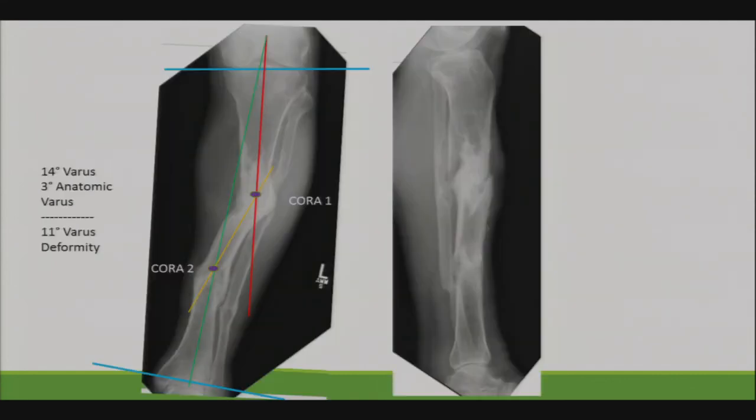This is examination of his deformity. You can see he has a 14-degree varus deformity, 2 CORAs, and so you might be able to get away with 2 osteotomies and realignment. The question is, what's his canal going to be like? And I think the proximal segment also has a little bit of translational deformity.